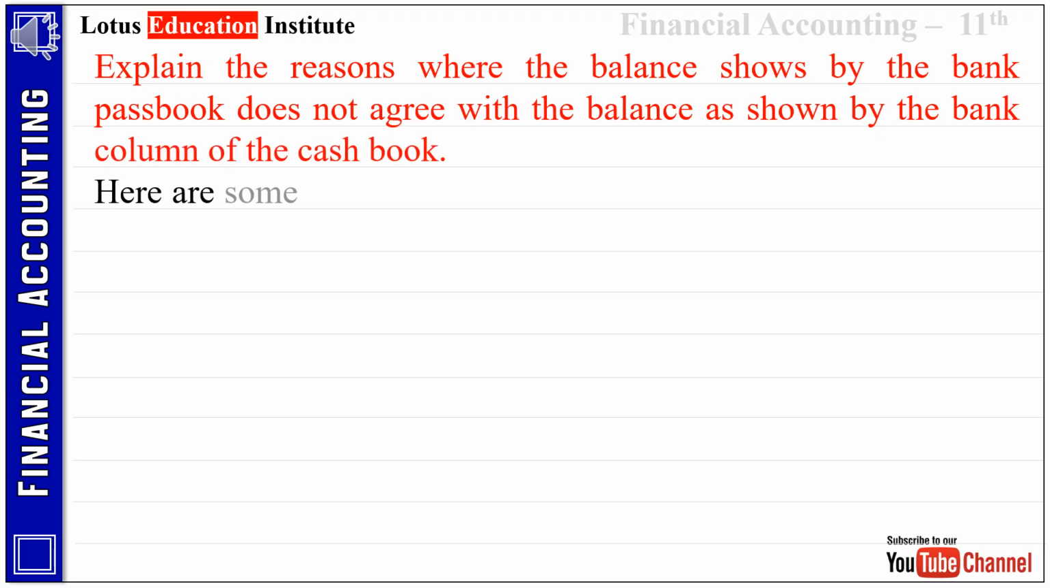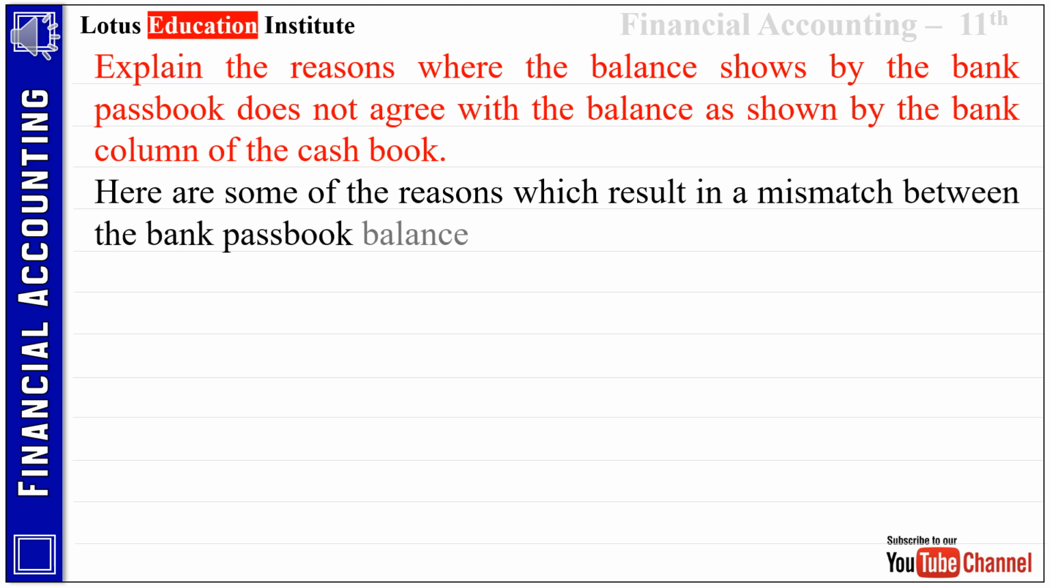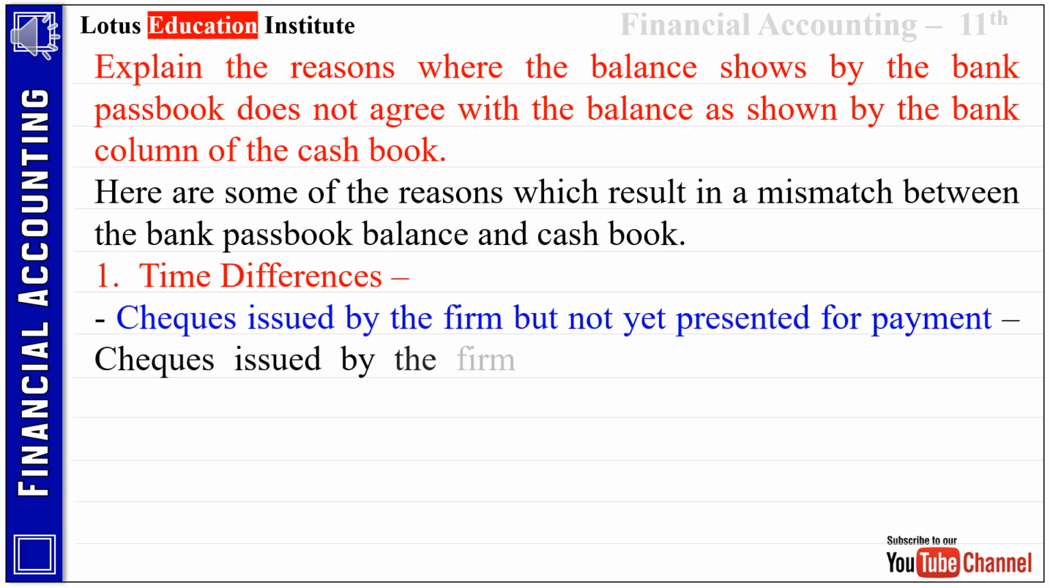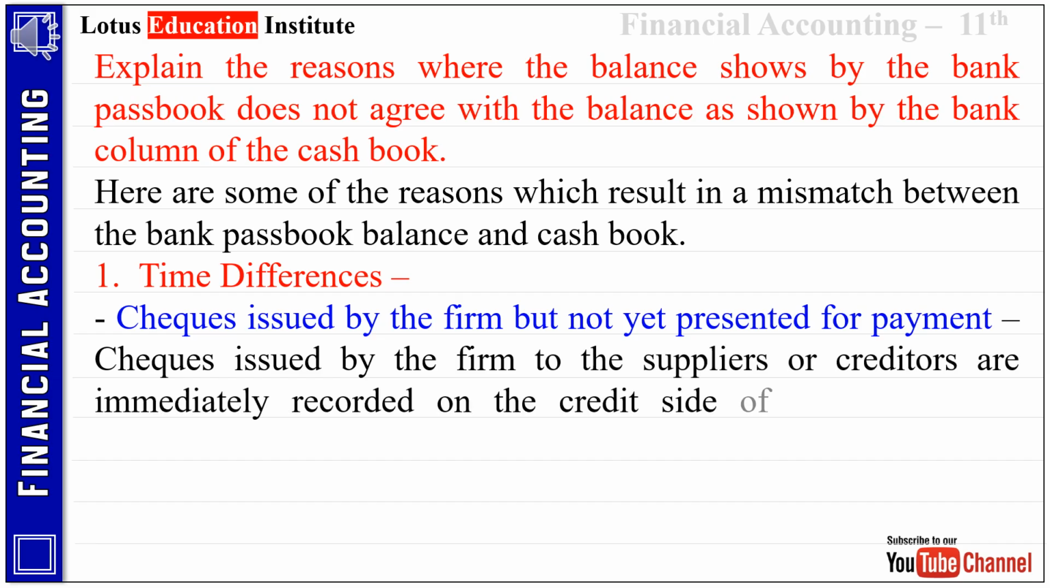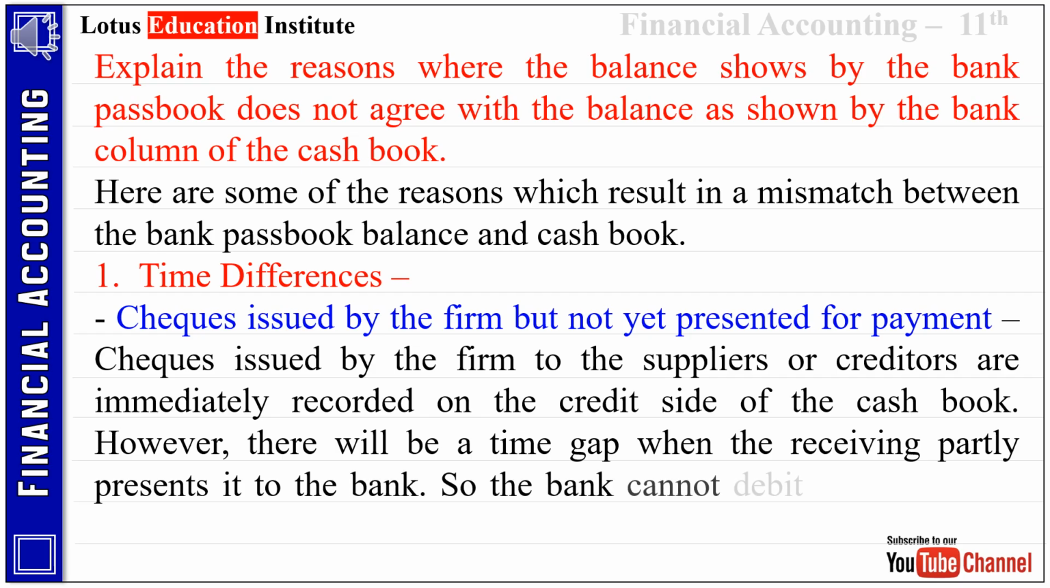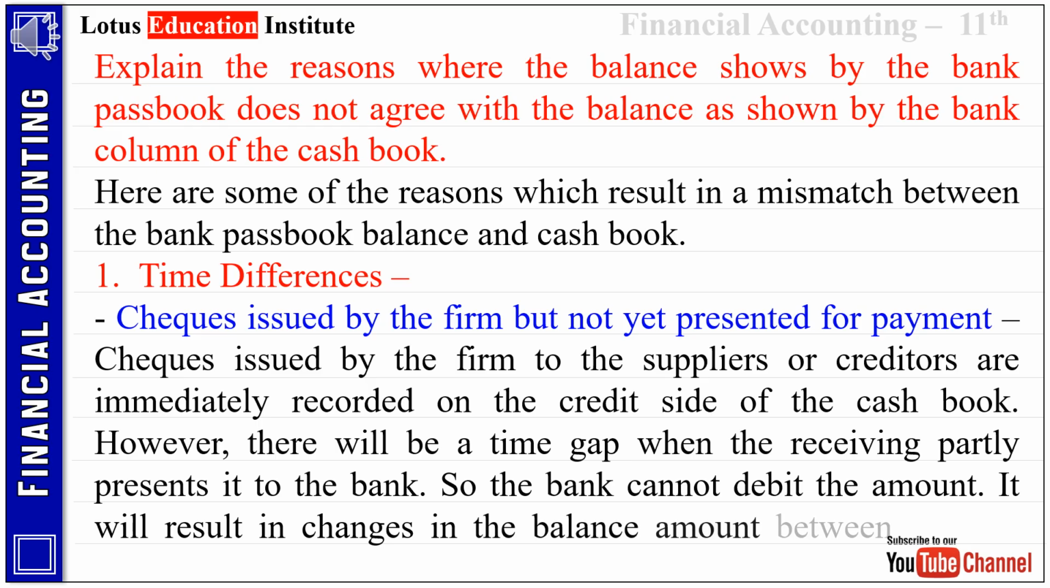Here are some of the reasons which result in a mismatch between the bank passbook balance and cash book. 1. Time differences. Checks issued by the firm but not yet presented for payment. Checks issued by the firm to the suppliers or creditors are immediately recorded on the credit side of the cash book. However, there will be a time gap when the receiving party presents it to the bank. So the bank cannot debit the amount. It will result in changes in the balance amount between the two books.